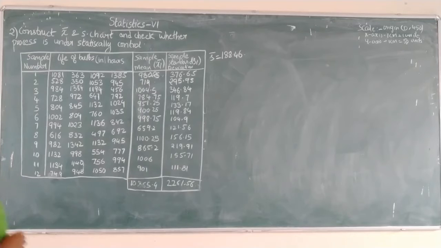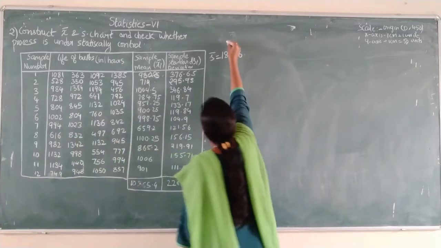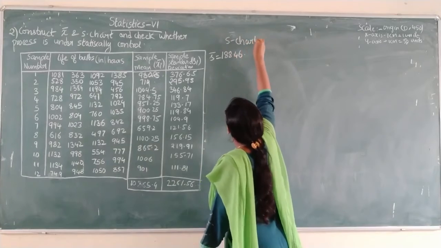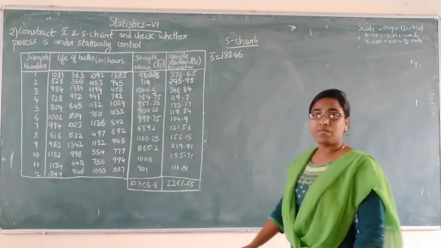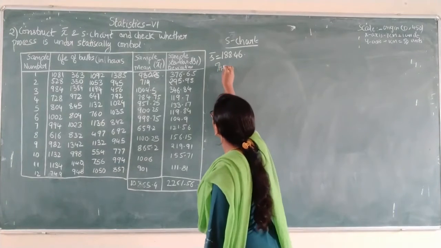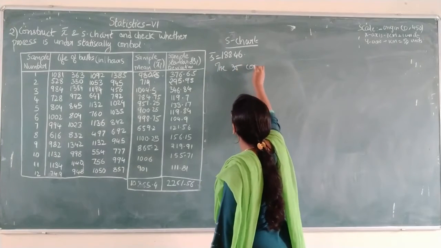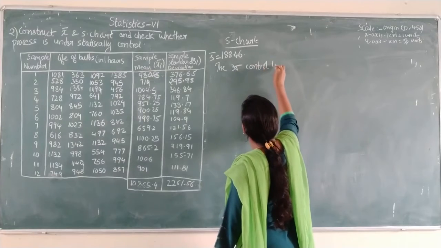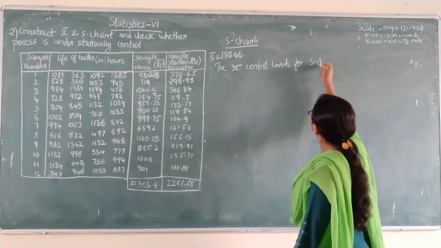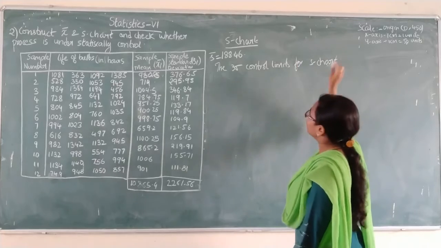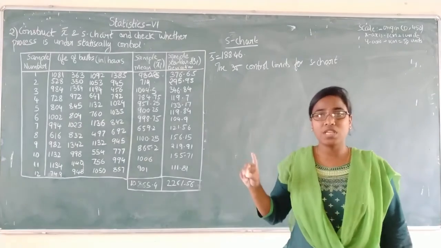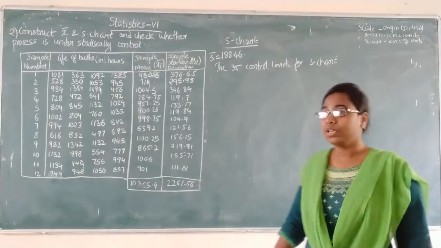Now we will start the construction of control limits for the S chart. In the S chart, we need to write the control limits, right? First the 3 sigma control limits for the S chart. So what are the 3 sigma control limits? Here also we will use case 2 because the standards are unknown.